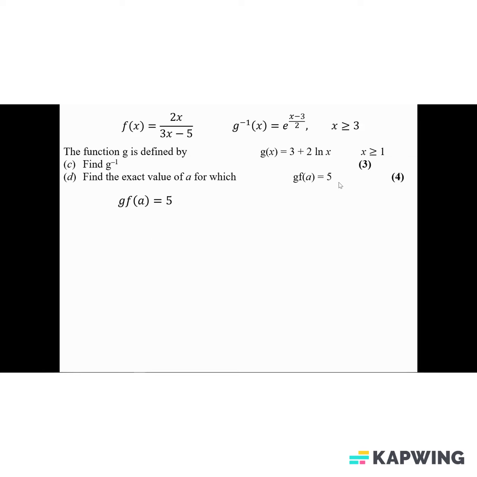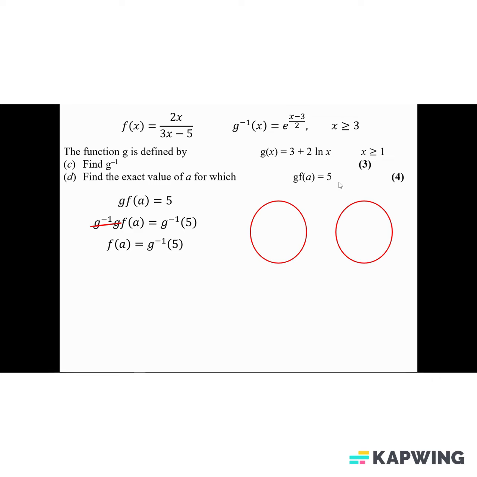And the last part, find the exact value of a for which g f of a is equal to 5. I've just found g to the minus 1, so I'm going to use that. So if I do g to the minus 1 of both sides, I get g to the minus 1 g f of a. Those g's kind of cancel because one is the inverse of the other. So I'll get f of a is g to the minus 1 of 5.